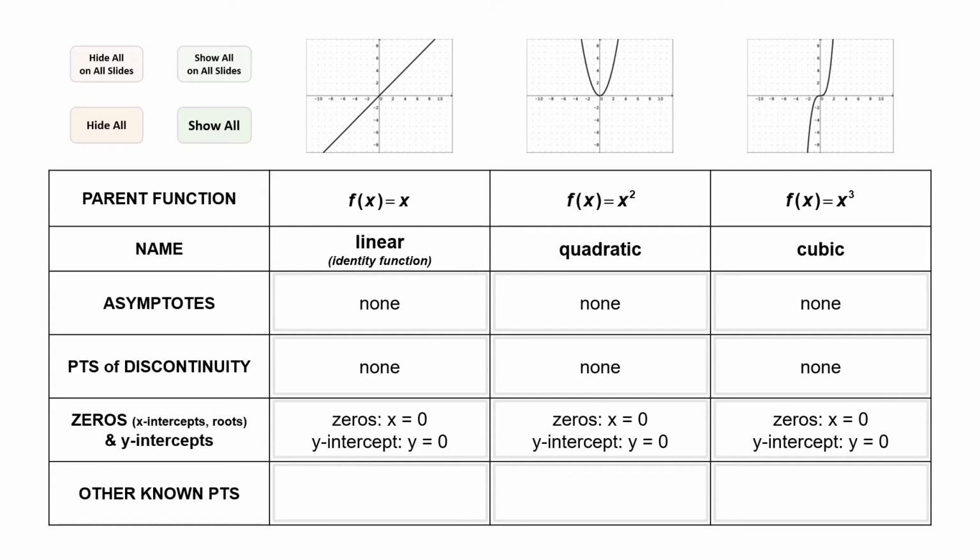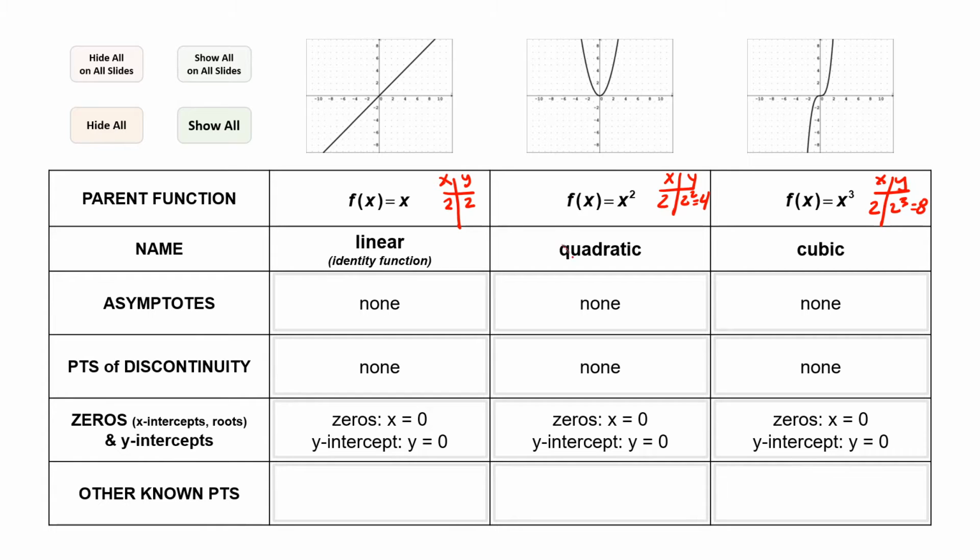The one property that will be different is the known points. They share 0, 0. They share 1, 1. After that, it's different. For instance, if I would go and plug in 2, well, I would get 2 out for the linear parent function. On the other hand, if I would put in 2 for the quadratic, I would have to go 2 squared and come up with 4. If I had 2 for the cubic, I would have to go 2 cubed and come up with 8.